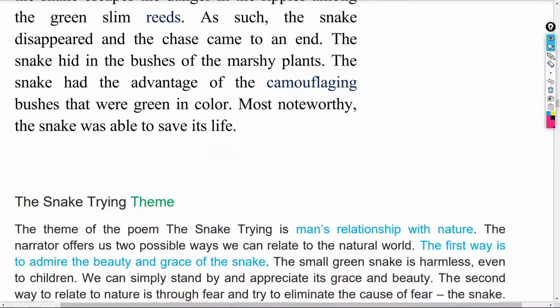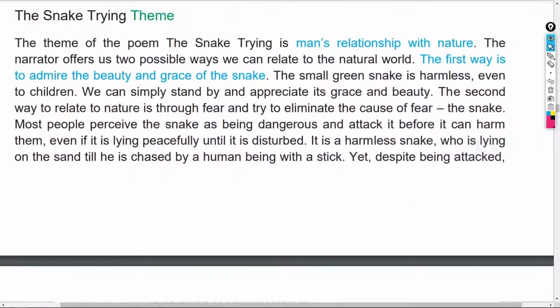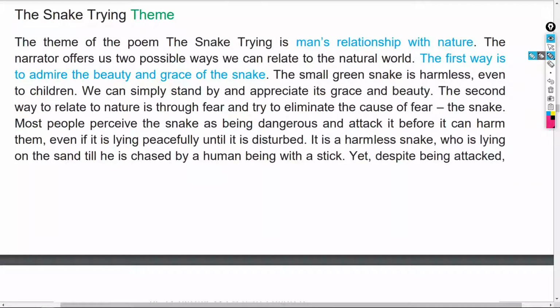Therefore, let's continue, my dear children. The snake trying. What is the theme of this lesson? The theme of the poem snake trying is a man's relationship with nature. This is very important, my dear children.